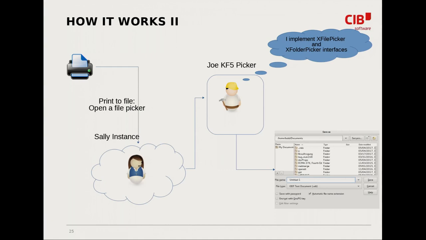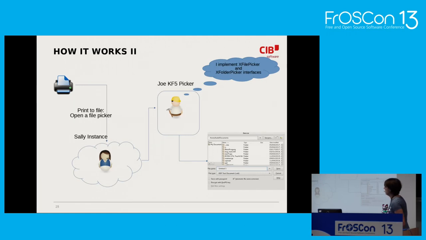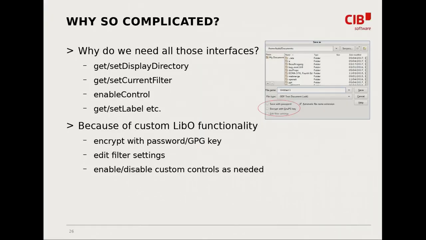And now the question, of course, is why so complicated? Why can't we just open a file dialog and be done with it? So those X file picker and X folder picker APIs, those are the things like get or set the display directory, like which directory to show, get or set the current filter, which is this thing here, like with the file type into which to save. Of course, we could achieve all those things just with the native Qt or KDE file picker.